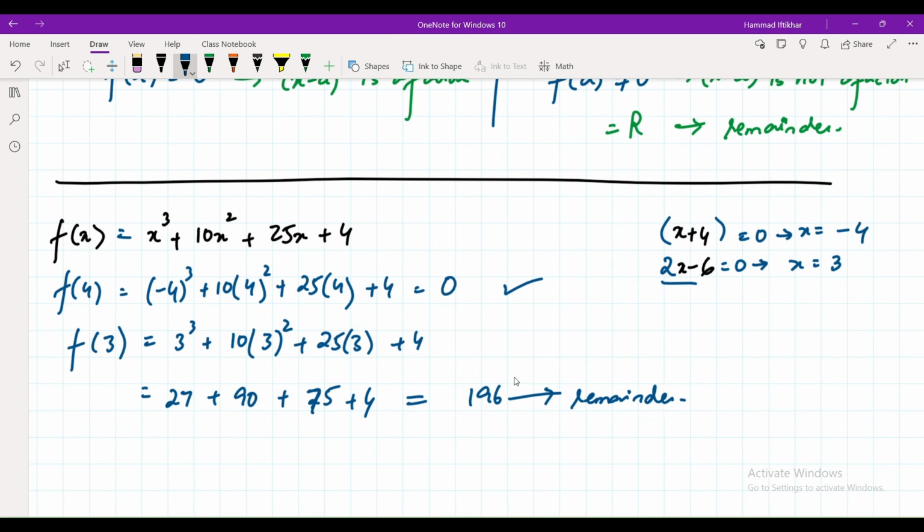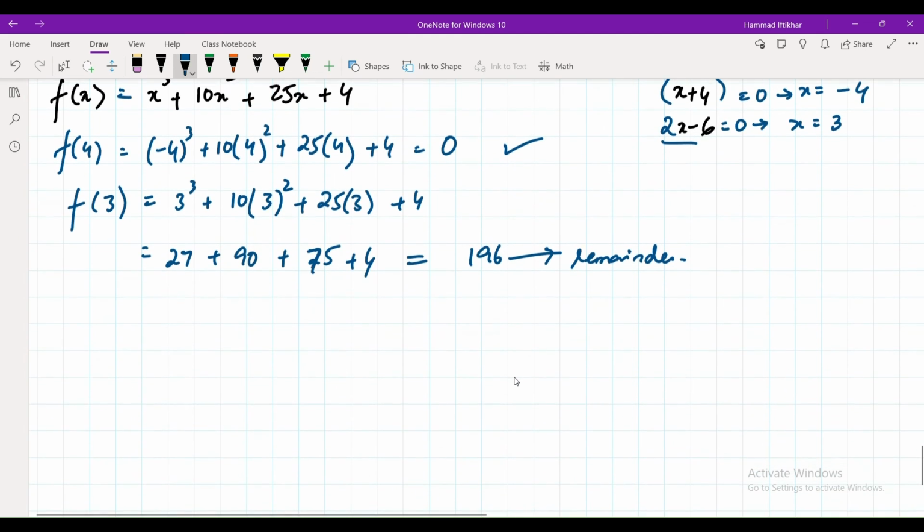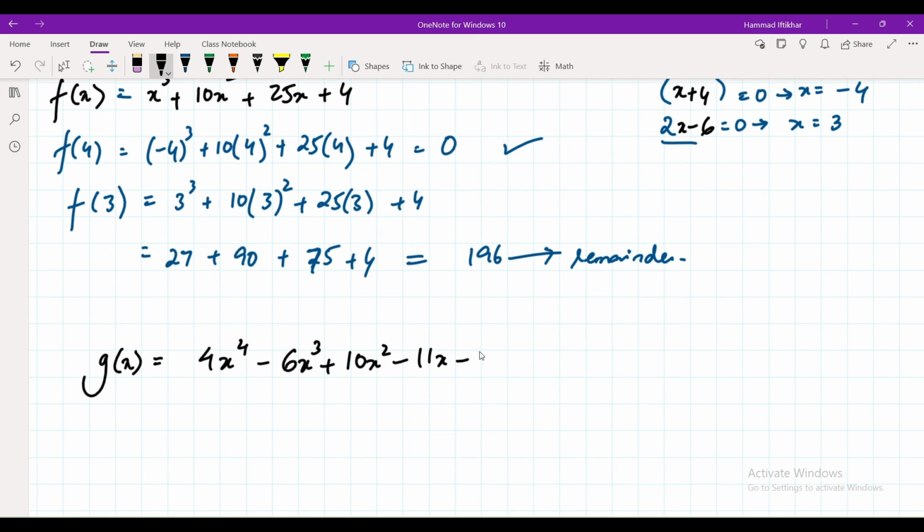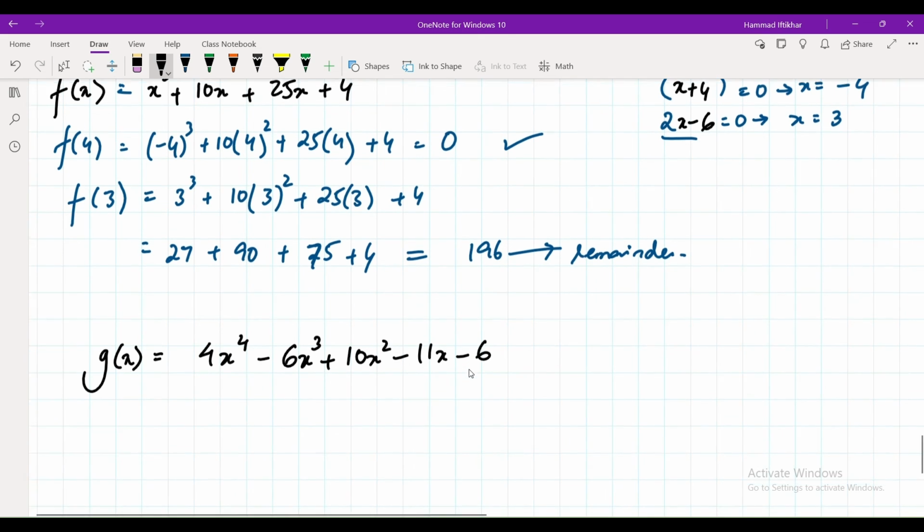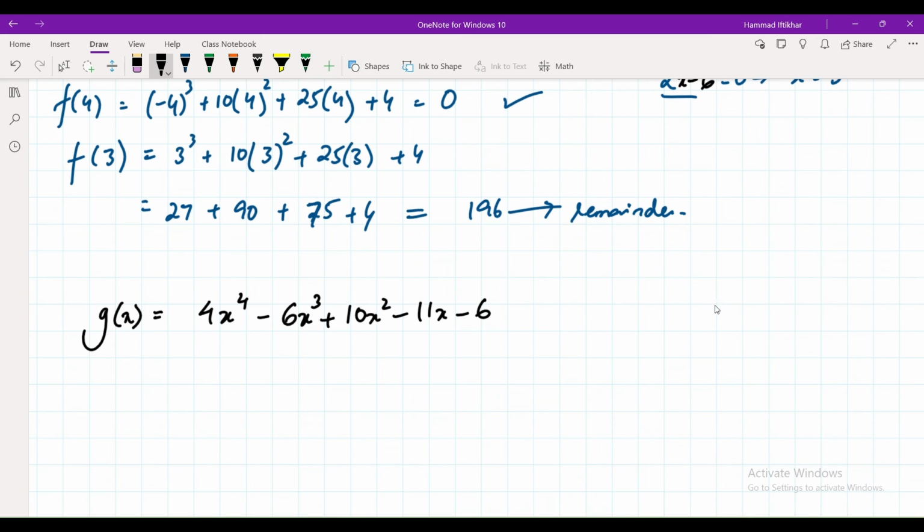Now let's try another expression just to finally wrap it up. Let's say we have an expression g of x equal to 4x raised to power 4 minus 6x cubed plus 10x squared minus 11x minus 6. And we are given 2x minus 3. So to plug this in, we need to make this equal to 0. We will get x is equal to 3 by 2.